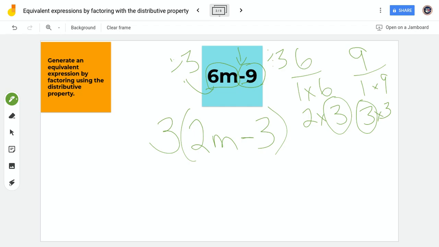Let's test it. I'm going to test it using a different color here. 3 times 2m, I get 6m. Minus 3 times 3, I get 9. What do you know? Here we go, right where we started. That's pretty sweet stuff. All right, let's try another one.